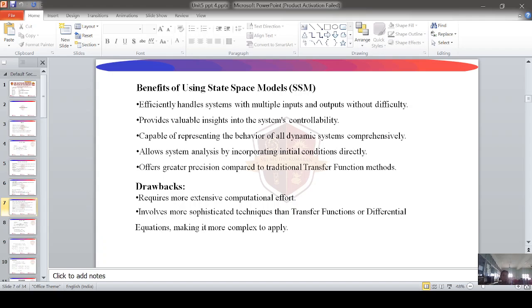Then the benefits of using state space models. It efficiently handles systems, provides valuable insights, and is capable of representing the behavior of all dynamic systems. It allows system analysis and offers greater precision compared to the traditional approach. Then the drawbacks: it requires more extensive and sophisticated techniques than a transfer function or differential equations.